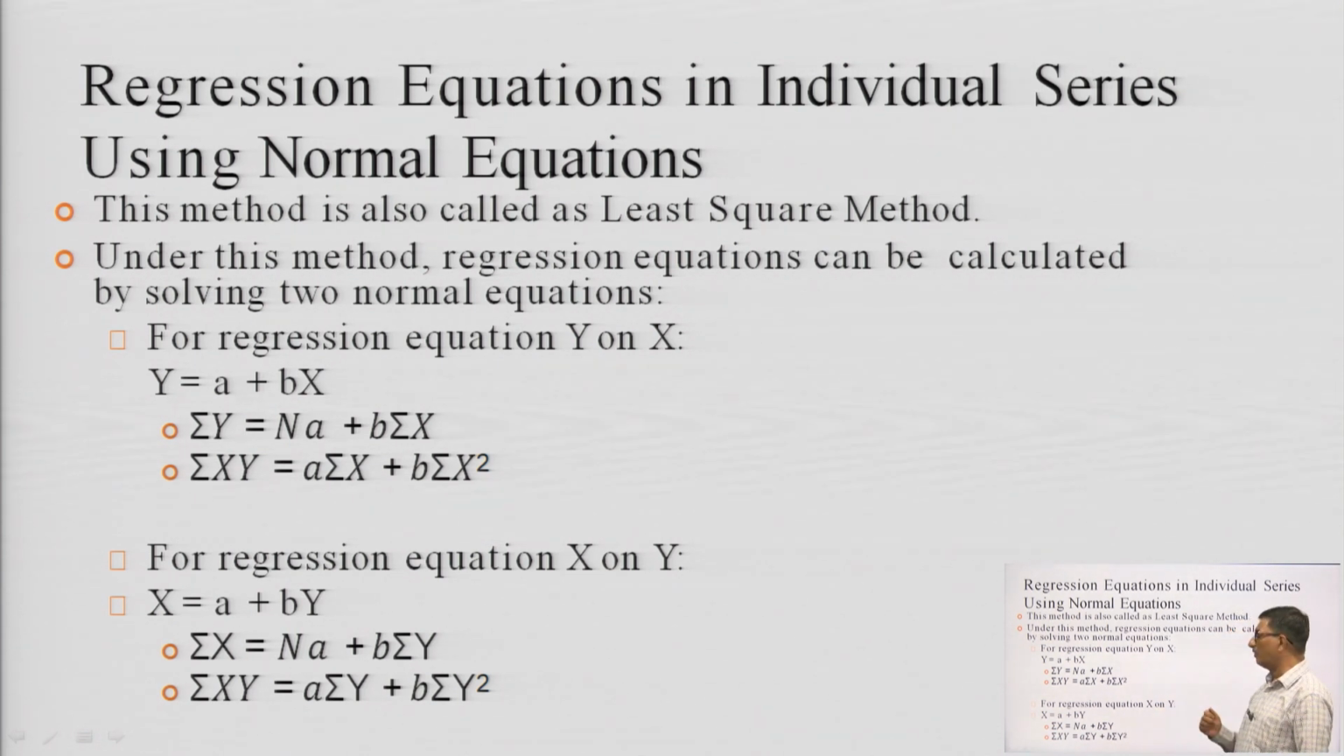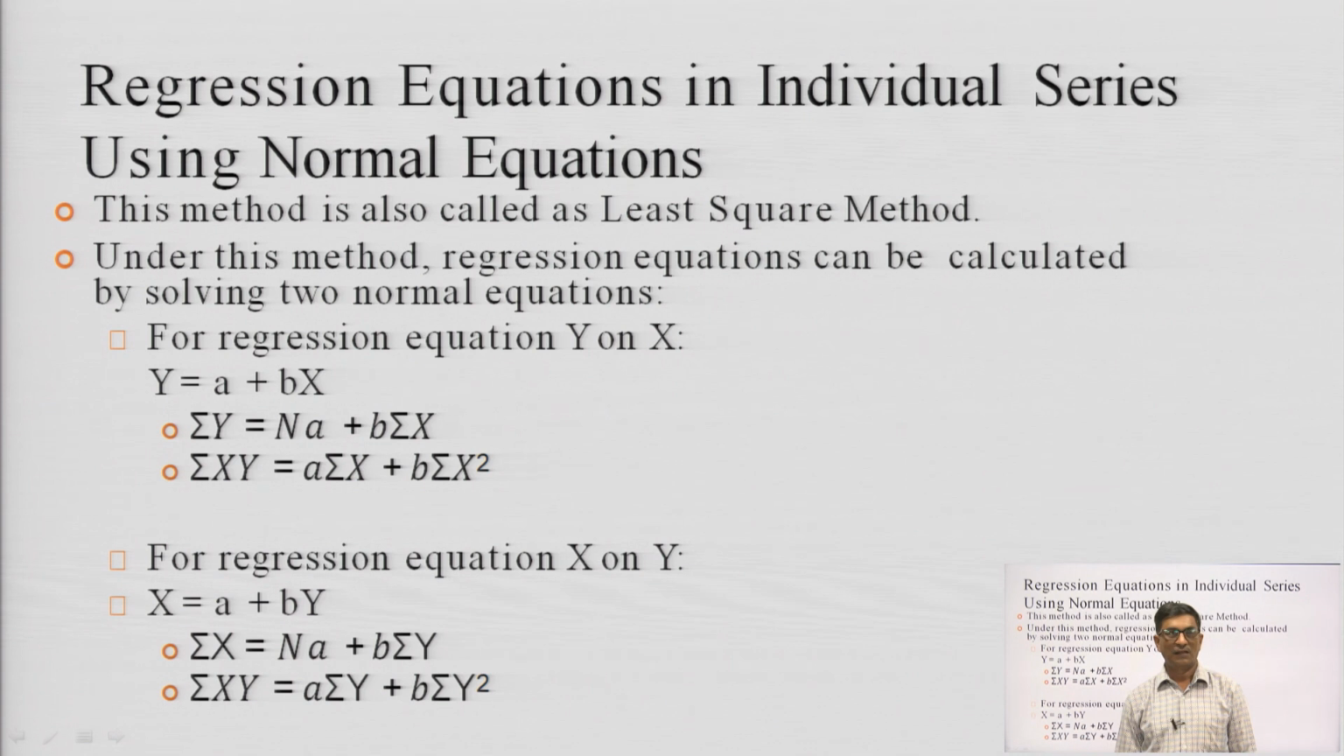Similarly, the regression equation x on y is x equal to a plus b y, and the two normal equations for this are summation x equal to n a plus b summation y. The second normal equation is summation x y equal to a summation y plus b summation y square. To understand this, we take an example of how we find a regression equation.